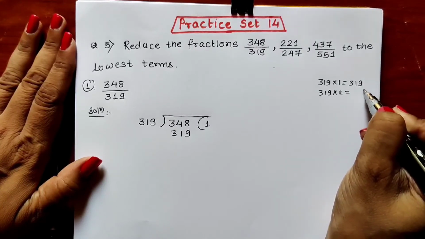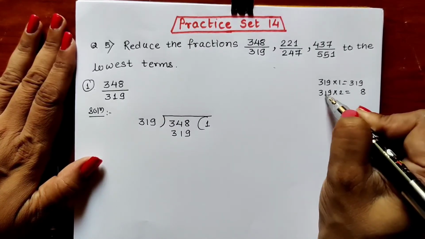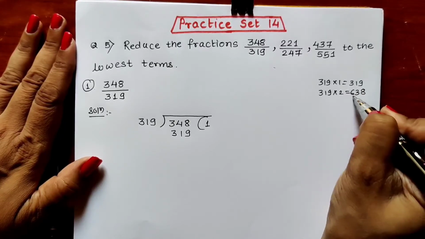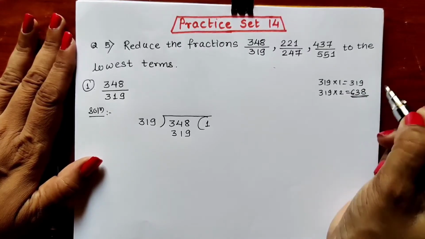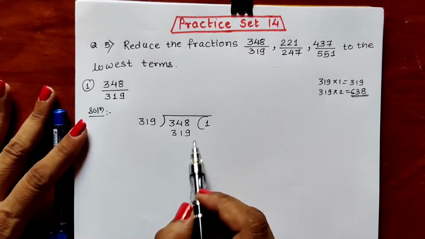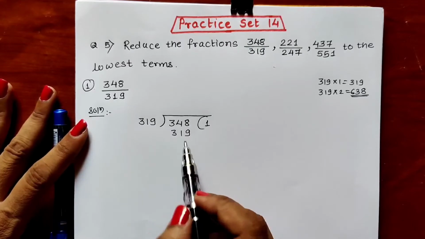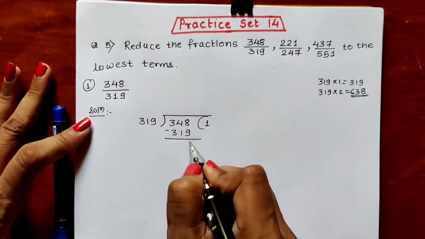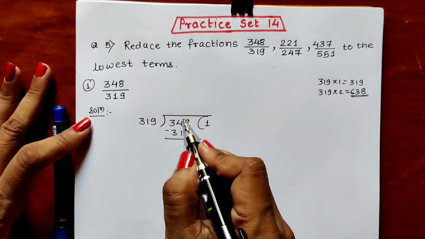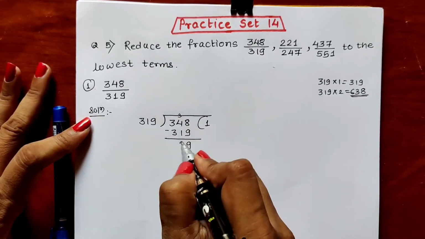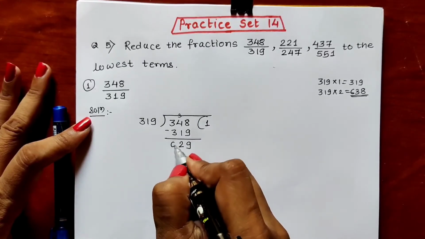9 twos are 18. 8 written, 1 carrying. 2 ones are 2, plus 1 is 3, and 2 threes are 6. So it is a very big number. 638 is very big as compared to 348. So we have to write 319 ones, 319. Now subtract. 18 minus 9 is 9. 1 we have borrowed from here. 3 minus 1 is 2 and 3 minus 3 is 0.